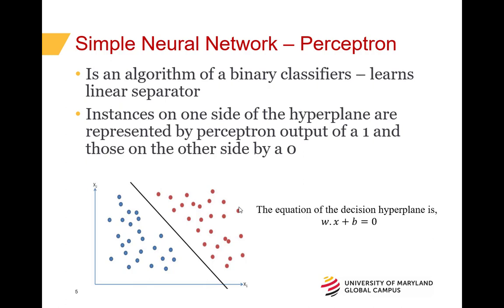So going back to perceptron. In this particular case, it's a binary classifier. It's an algorithm of a binary classifier, which means it learns a linear separator. So in this graph, we have a two-class problem. We have blue dots and red dots, and this is the learned model, the linear separator that separates the two classes. Now this is a clean example.